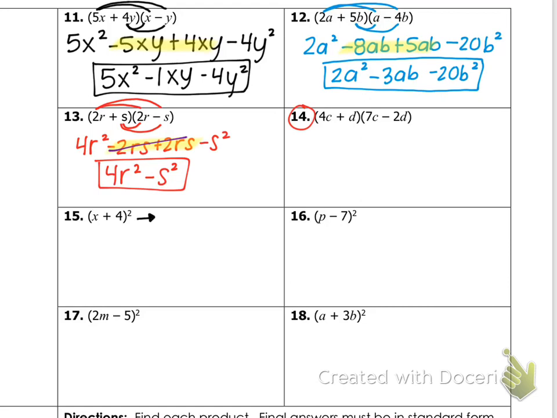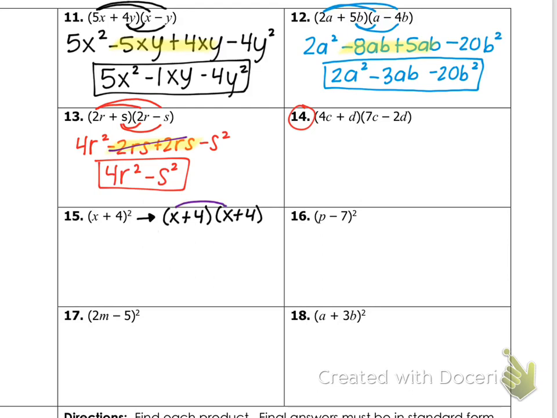Okay, look at number 15. So we can rewrite this. See how it's x plus 4 squared? That means this whole thing inside is squared. So it looks like this. These two are the same thing. X plus 4 squared is x plus 4 times x plus 4. So it's x plus 4 twice. That's what that little squared means.